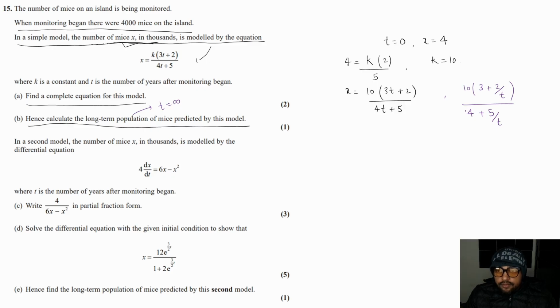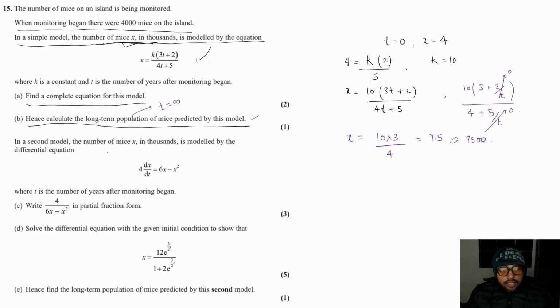Why did we do this? Because if we plug the value of t as infinity here, this value will be 0 and this value will also be 0. So what will the value of x be for the long-term population? It will be 10 times 3 by 4, which equals 7.5. In terms of 1000, it will be 7500. So this is the long-term population.